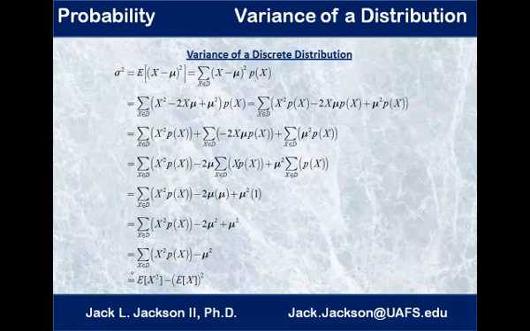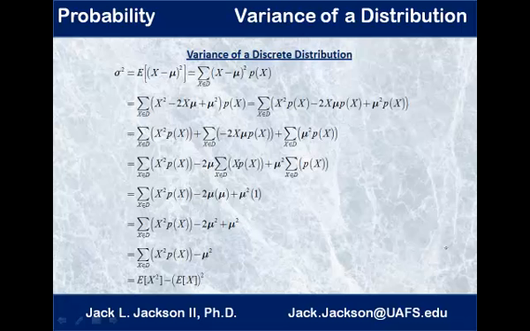And so what we have is the sum over all x's in the domain of x squared times p of x, which is just the expected value of x squared, minus the mu squared, which is the expected value of x, quantity squared. So an alternative formula for figuring the variance is the expected value of x squared minus the expected value of x, quantity squared, or the sum of x squared times p of x minus mu squared.